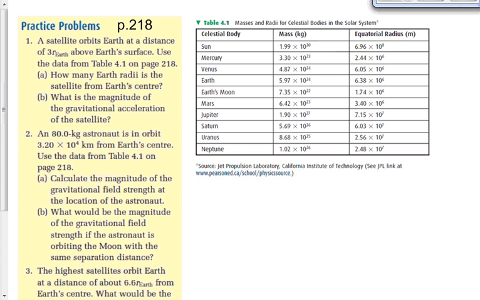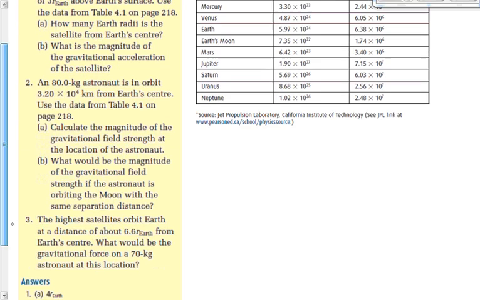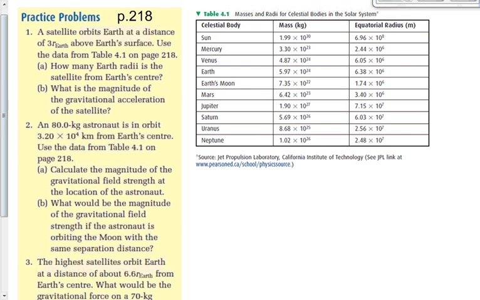Okay, have a look at the 3 questions on page 218 now, please. See what you can do with those, and then we'll keep going after that.